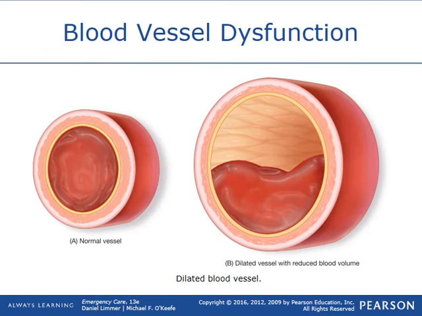In this illustration, in diagram A, you see a normal blood vessel and it's completely full of blood, so it's maintaining the blood pressure adequately. If the body senses that the blood pressure needs to change, it will either constrict that blood vessel or dilate that blood vessel. In illustration B on the right, you see that we've got a dilated vessel with reduced blood volume. So the vessel is too big for the amount of blood that's in there. This is going to result in a low blood pressure. What we need is for that vessel to constrict to bring that blood pressure back up.